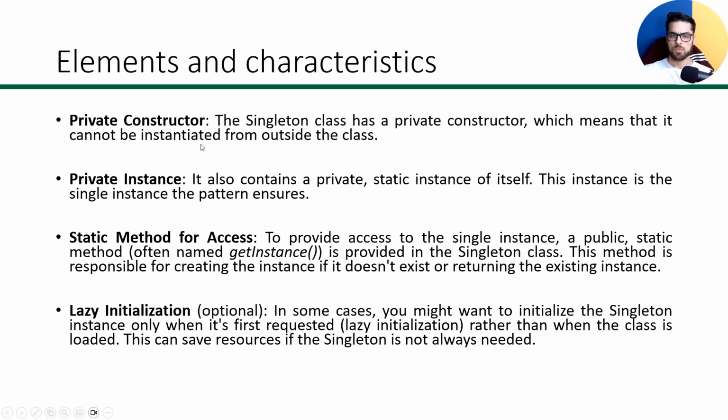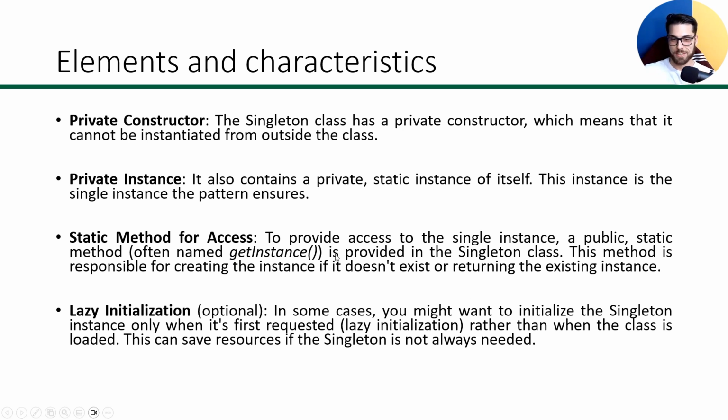Private instance. So within that class, there's also a private static instance of itself. That's also new. We're referencing the class within itself. This instance is the single instance the pattern ensures. We also have a static method for access, a global point of access. So to provide access to the single instance, a public static method, often named getInstance. It's just a getter, nothing but a getter, just returning the instance.